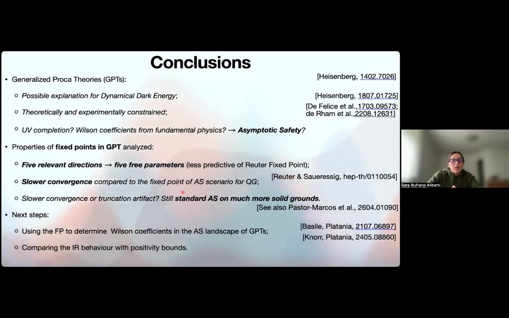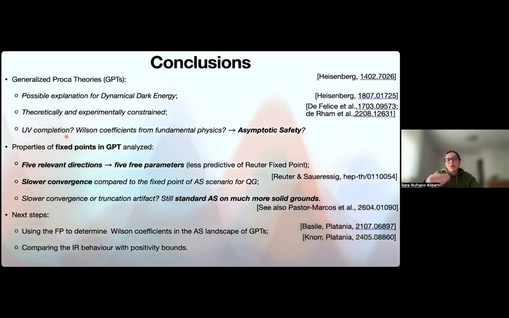Generalized Proca theories are characterized by a rich phenomenology in curved spacetime. Indeed, they can give an explanation for the dynamical dark energy. They are theoretically and experimentally constrained, but only in the low energy limit. And so we asked ourselves, what about the ultraviolet completion? What about the high energy regime? If there is an ultraviolet completion, can we constrain Wilson coefficients from fundamental physics? Are these theories asymptotically safe?